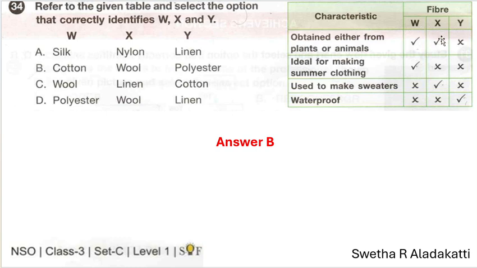Next, let's see X, obtained either from plant or animal and used to make sweaters. So we make sweaters out of wool. Yes, wool is obtained from sheep, an animal, and ideal for making sweaters is wool. Why? It is waterproof. So polyester is a waterproof fabric. We go with option B.